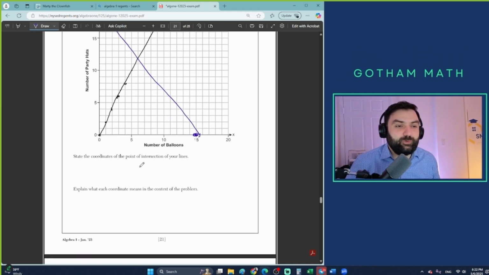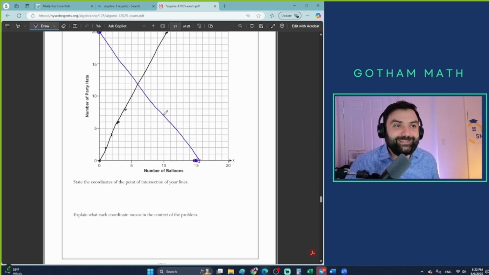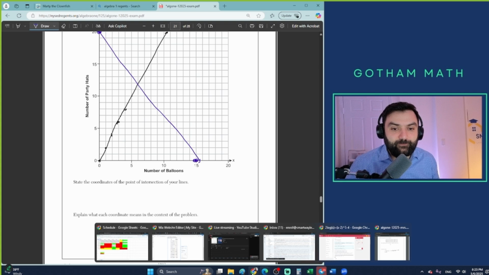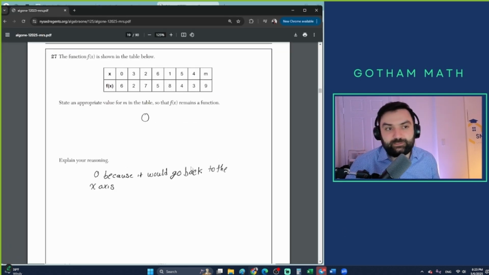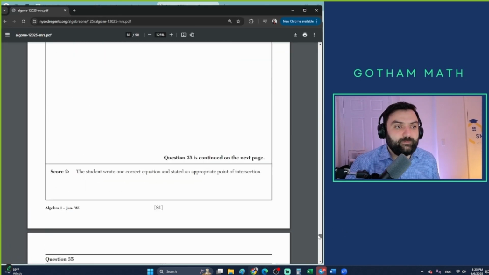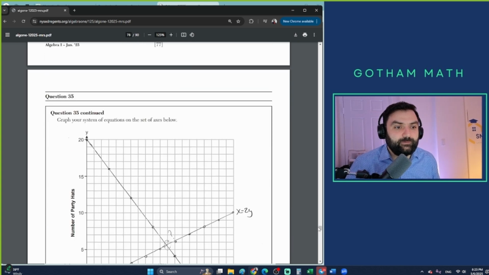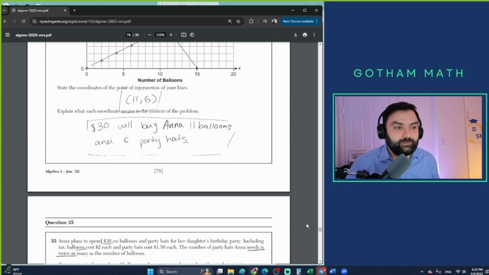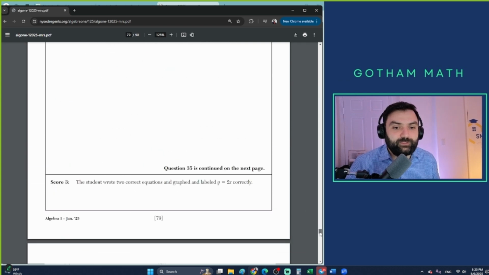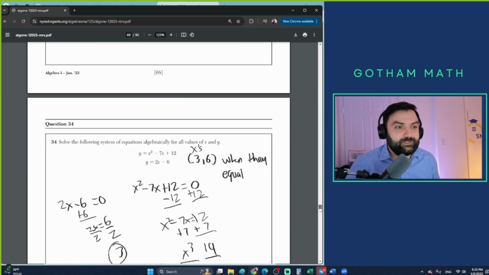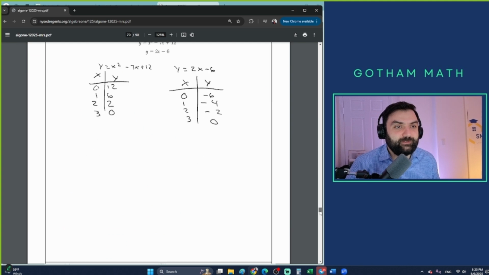State the coordinates of the point of intersection. Guys, in order to get the accurate points of intersection, you just need to do it neatly and it will be obvious what the point of intersection is. So let's just see what it is. Look at that. What is this? Okay, those are probably wrong answers, right? I hope so. Yeah, this is score 3. This is a 6-point question, guys. Don't forget.